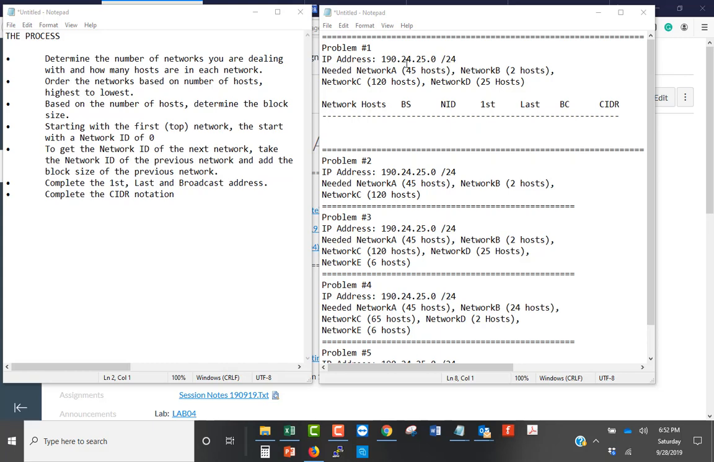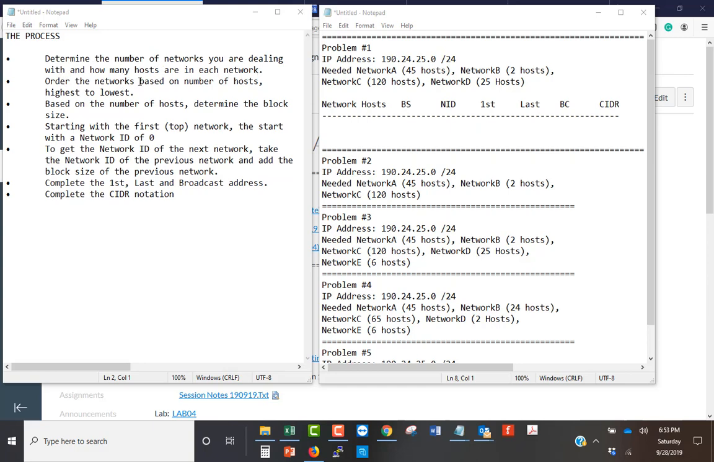190.24.25.0/24. This, as you can see, has 24 bits in the subnet mask, and we are going to set up a variable length subnet mask for this. As we look down below, you need a couple of networks. Network A is going to be 45 hosts, network B 2 hosts, network C is 120, and network D is 25. So we've determined the number of networks, which is 4, and how many hosts are in each.